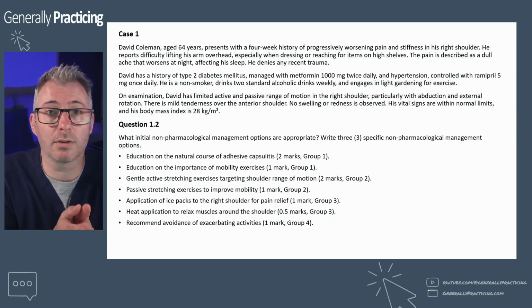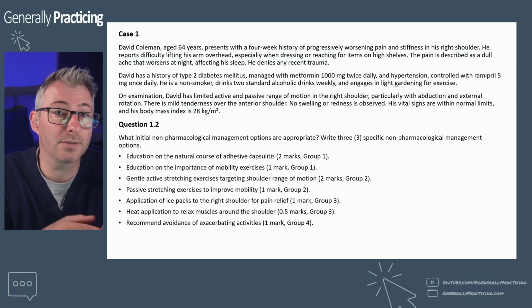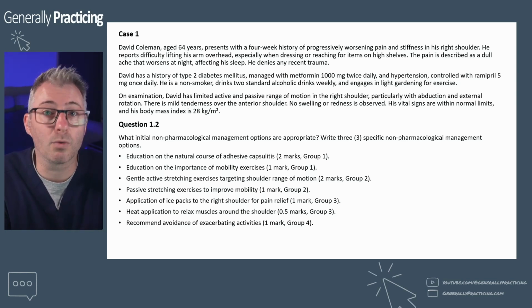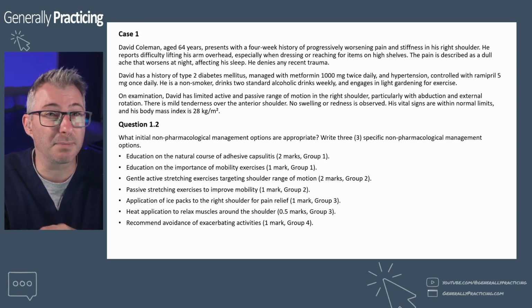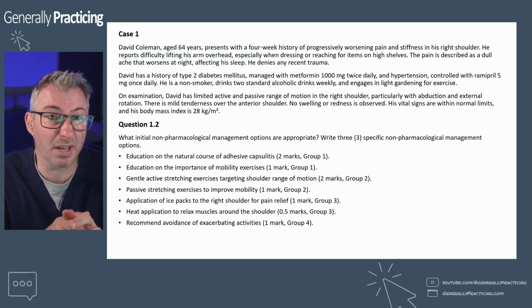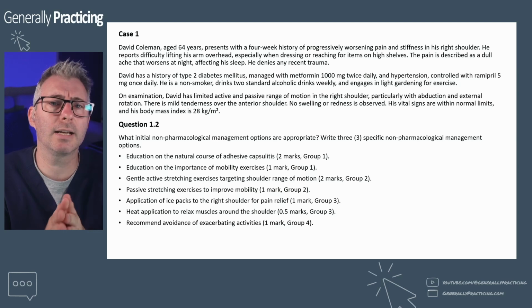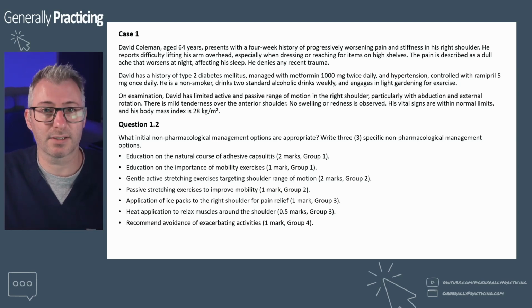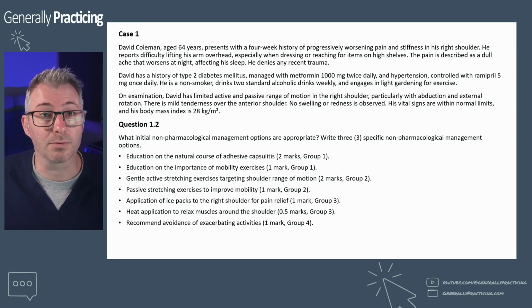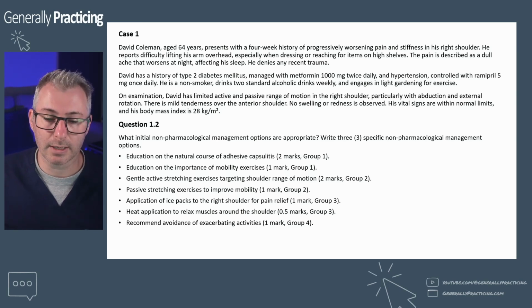Now, for this as well, we're also looking at providing some symptom relief. So application of ice packs to the right shoulder for pain relief would also be worth something. Heat application to relax muscles around the shoulder, less marks in this kind of chronic time frame. There's a little bit less evidence for heat, but some patients still find some relief from it. And of course, recommend avoidance of exacerbating activities. If this is something that is exacerbated by regular activity, they probably need to do some modifications to avoid those recurring injuring activities that are potentially prolonging this condition.